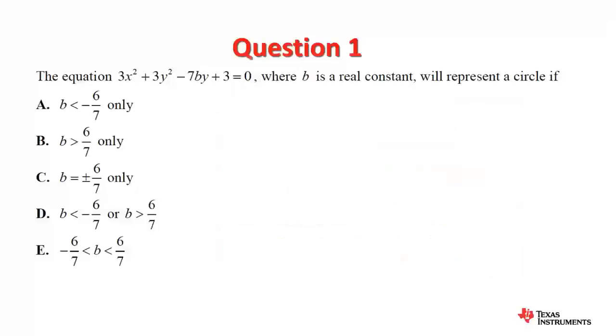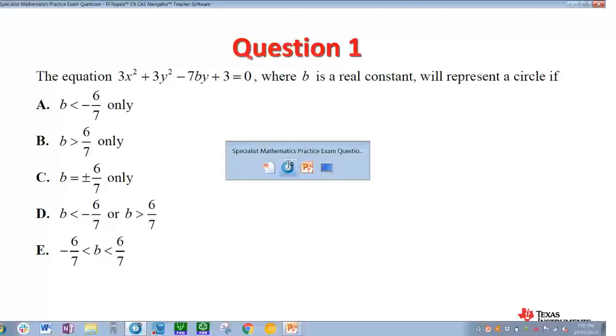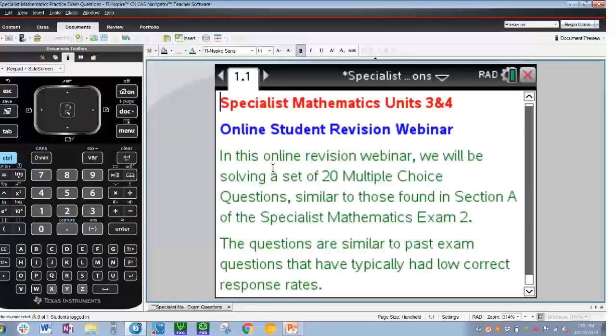Question 1 is a question where we're looking at an equation that's defined implicitly, and we want the equation to represent a circle. The equation is 3x squared plus 3y squared minus 7by plus 3 equals 0, and b is a real constant. This question is similar to the 2008 exam 2, question number 2, which only 42% of students got correct. Let's see how we can use our calculator to get this question solved.